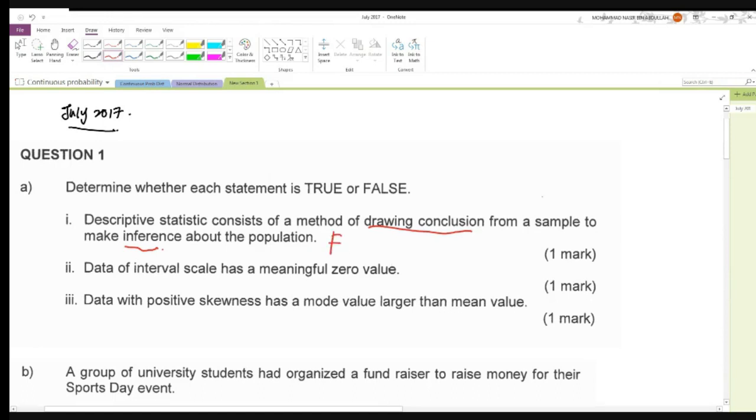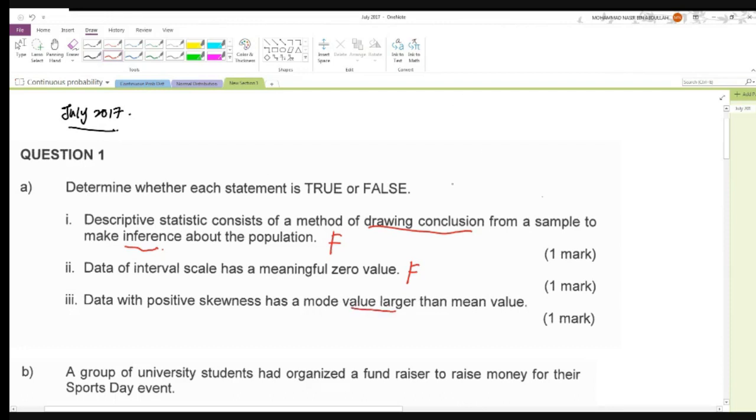And question number 2, data of interval scale has meaningful zero value. So basically, interval scale has no meaningful zero value. So this is a false statement. And number 3 is data with positive skewness has mode value larger than mean value.